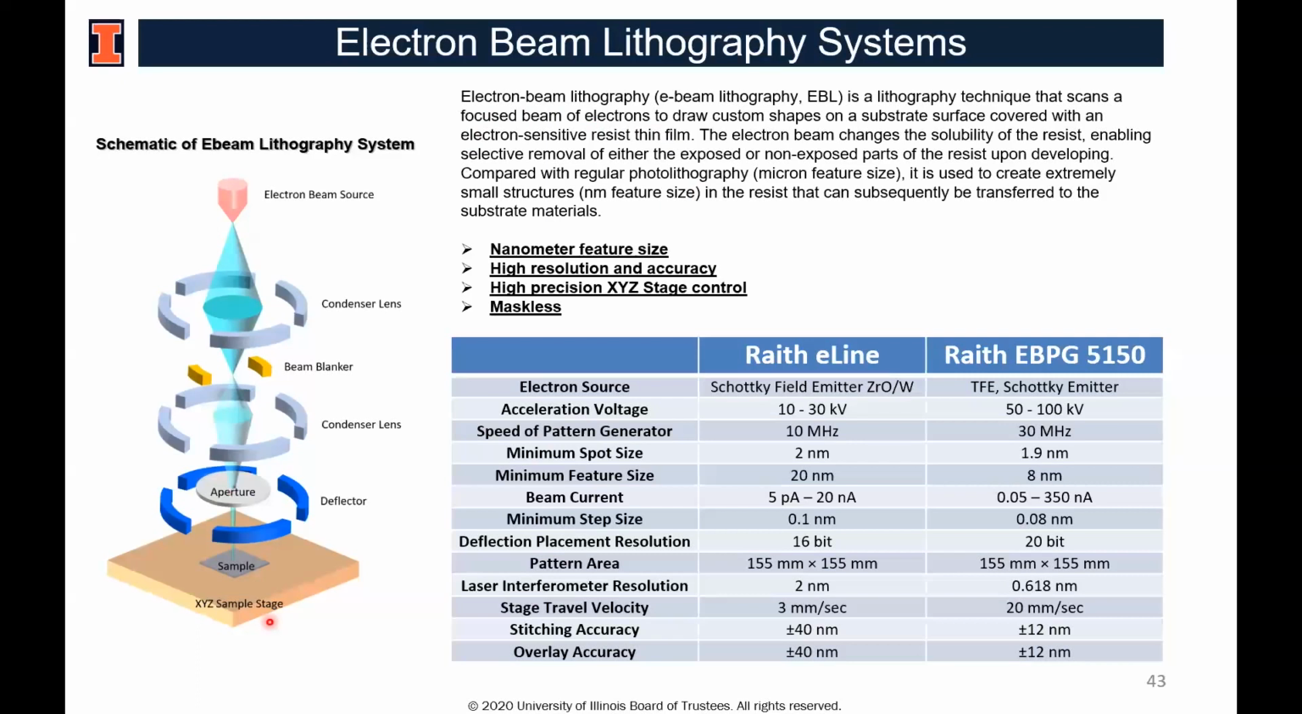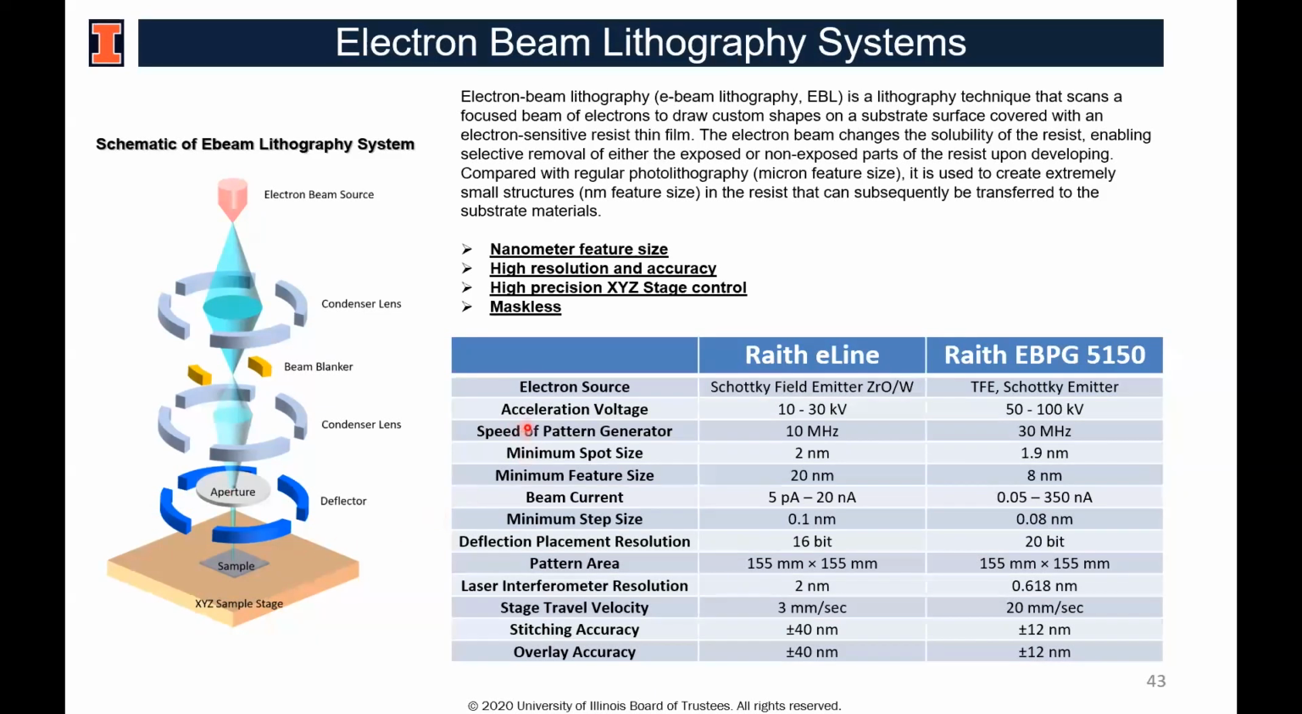The electron beam can change the solubility of the resist upon exposure, enabling selective removal of either the exposed or non-exposed parts of the e-beam resist upon developing. Compared with the regular photolithography, which can only achieve a micron size feature, the e-beam lithography can be used to create extremely small structures in the nanometer range.